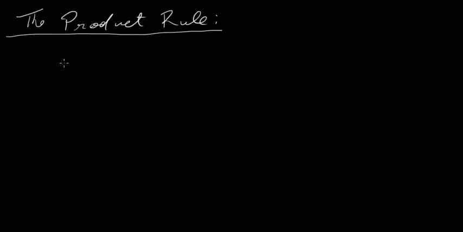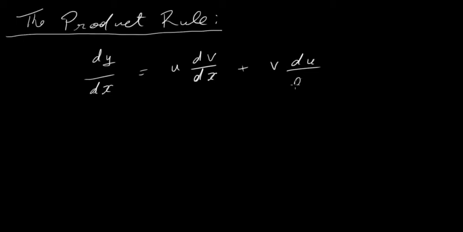So for example, the rule itself is dy/dx is going to be equal to u dv/dx plus v du/dx. So this is the basic rule. So how does this work, or what do these things mean? So let's have a look at an example. It's probably the best thing to do.